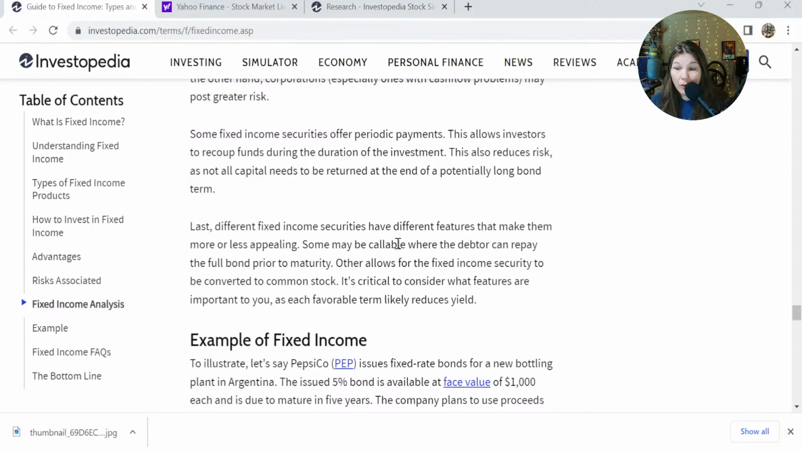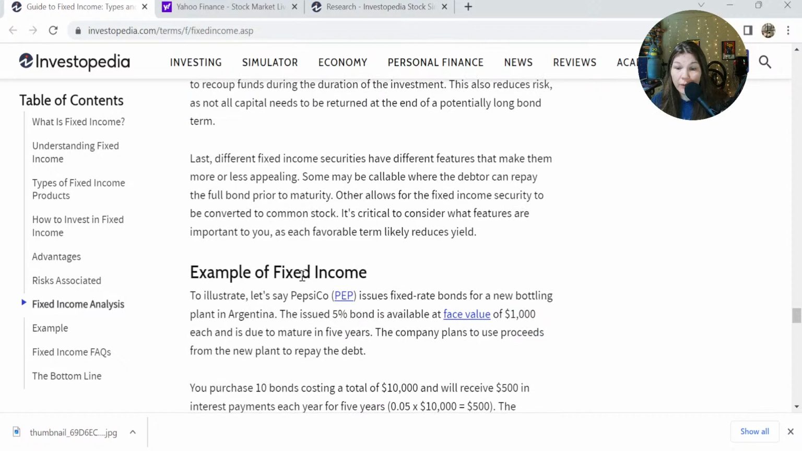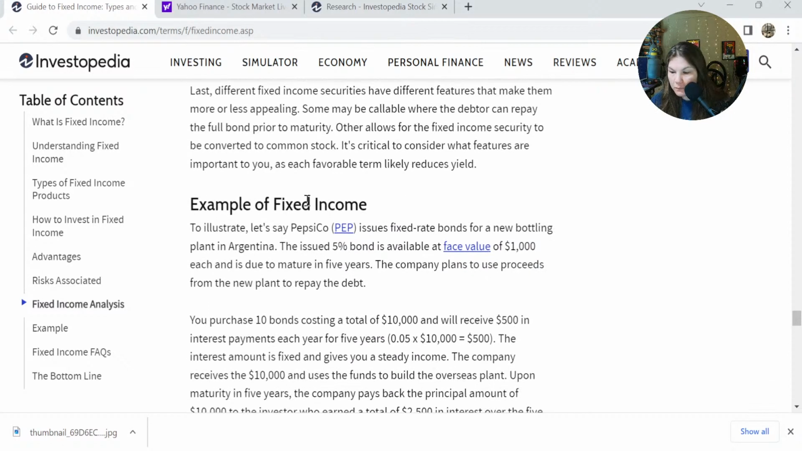Some may be callable, where the debtor can repay the full bond prior to maturity. Others allow for the fixed income security to be converted to common stock. It's critical to consider what features are important to you, as each favorable term likely reduces yield.